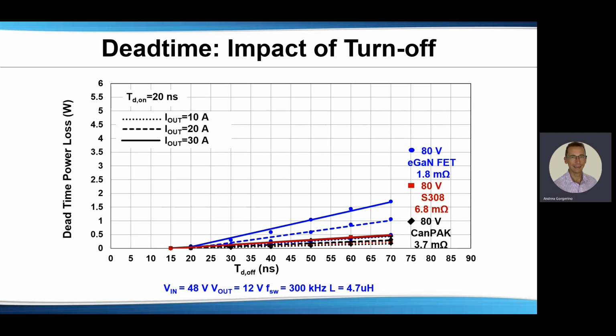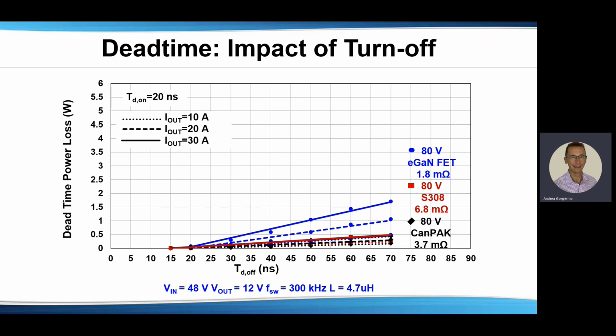Now, let's look at S1 turn-off dead time with a turn-on dead time fixed at 20 nanoseconds. So the same current, same scales on both the X and the Y axis as the previous graphs. Now, in this case, we don't have any reverse recovery losses. The inductor is driving the switch node.